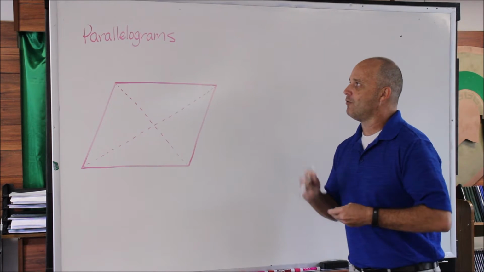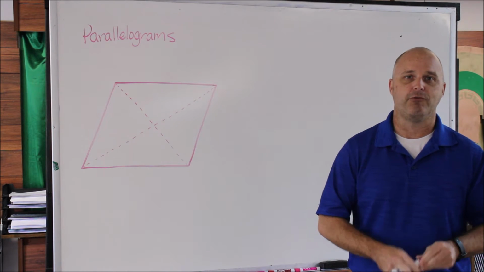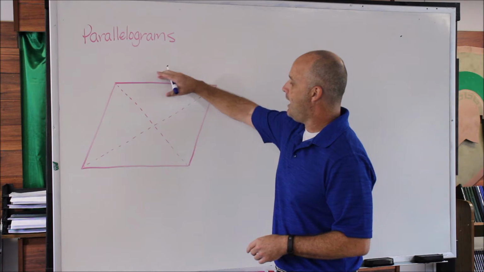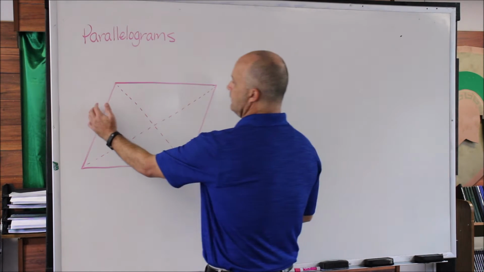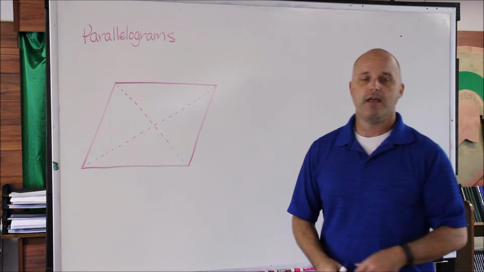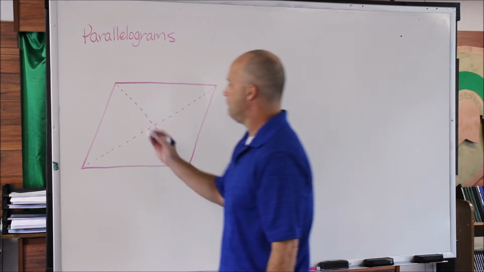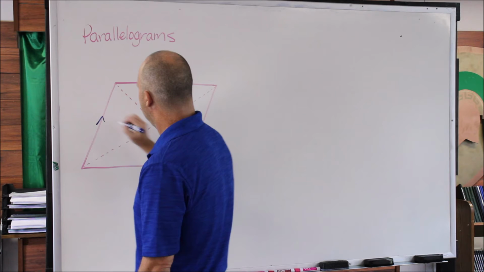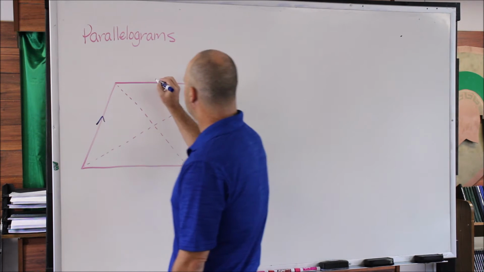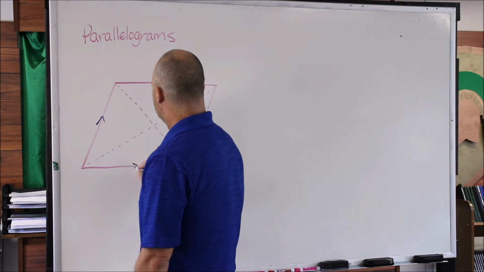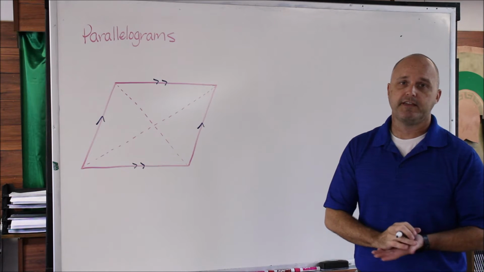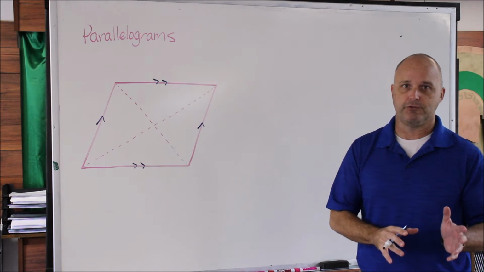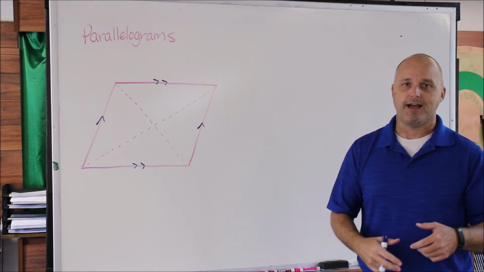So let's start with the first thing that you have to have when you've got a parallelogram, which is the opposite sides. So say this top side and this bottom side, this left side and this right side, they have to be parallel to each other. That's where we get the term parallelogram. So that's the number one rule right there. Opposite sides are parallel.